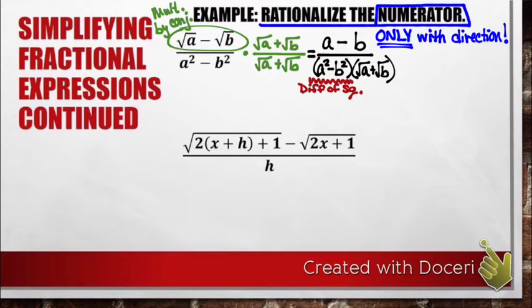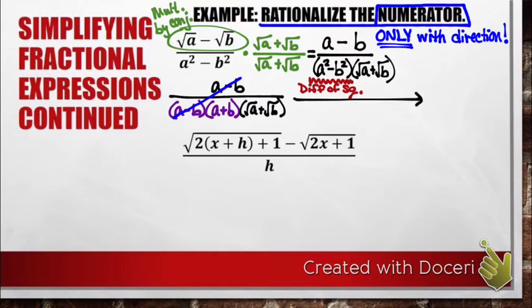So I'm going to go ahead and do that. I have a minus b in my numerator. Down in my denominator, I have a minus b, a plus b, and then radical a plus radical b. It's going to cancel out here, which means my final answer, fully simplified, is going to be 1 over a plus b, and then radical a plus radical b.